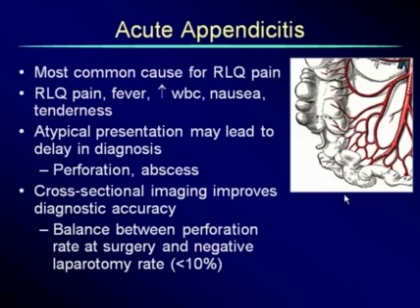We also want to have a good diagnosis and not do unnecessary surgeries. Cross-sectional imaging has improved our diagnostic accuracy. We're always trying to balance the perforation rate at surgery and the negative laparotomy rate. In the past, without these cross-sectional imaging techniques, the negative laparotomy rate was running at 20%. We would like to bring it down below 5%, and we certainly are heading in that direction.